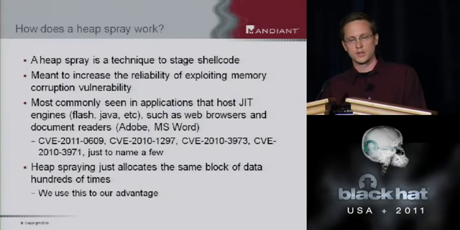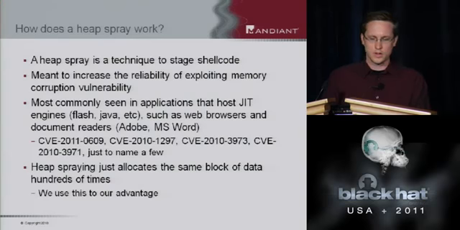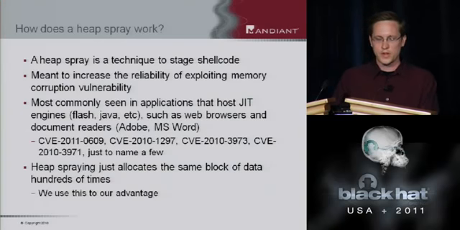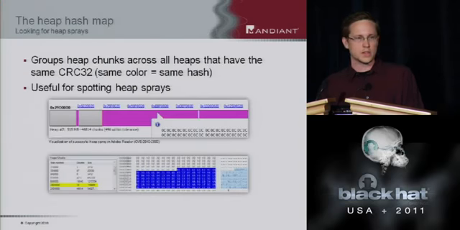It's very common in engines such as Flash and Java, things that need executable code to run. Here's a number of CVE vulnerabilities that are accompanied with a heap spray. So we used to advantage the fact that heap spray repeats its attack data hundreds of times on the heap. It kind of stands out. It's pretty obvious to recognize. So that's where the heap hash map comes in.